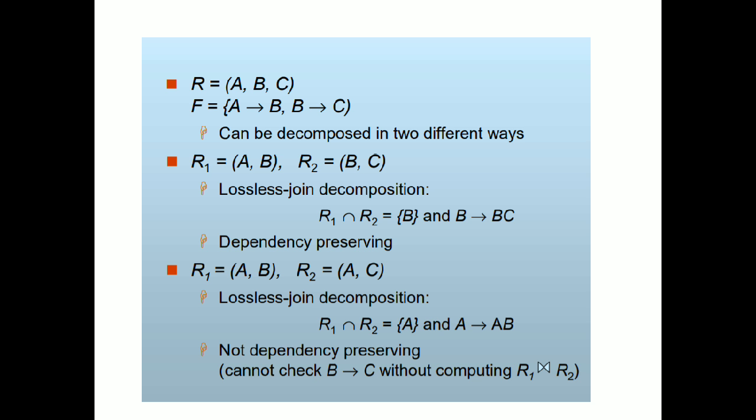But here the dependency is not preserved, because we cannot check whether B is functionally dependent on C without computing R1 natural join R2. So we have to join R1 and R2, we have to take the Cartesian product of R1 and R2, and only then can we check whether B is functionally dependent on C, because here A to AB is the relation, A to C is the relation, but we do not have B to C as a relation. So no dependency is preserved here.